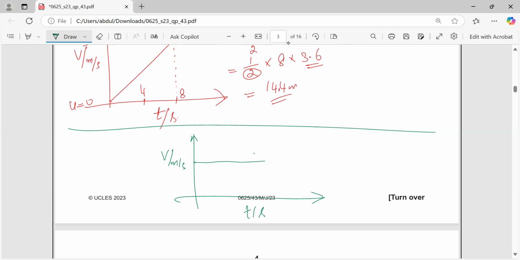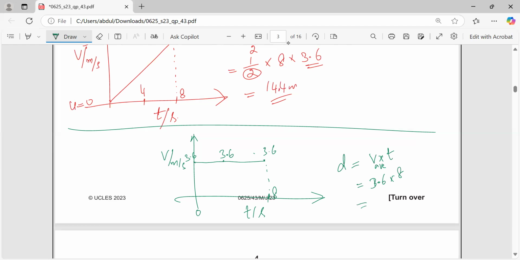Here time is 0, and let me say time is 8 over here, and here velocity is 3.6, here velocity is 3.6, and here velocity is 3.6. It's constant. In such cases, when the velocity is constant, then distance is equal to speed times time. Even here you can write average, and the average will still be 3.6 times t, which is 8.